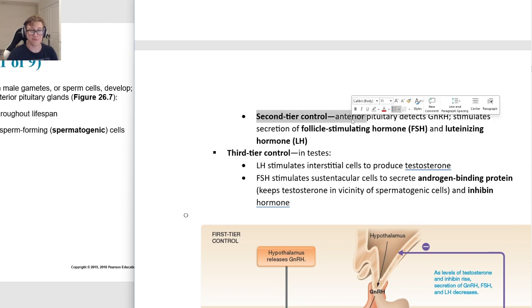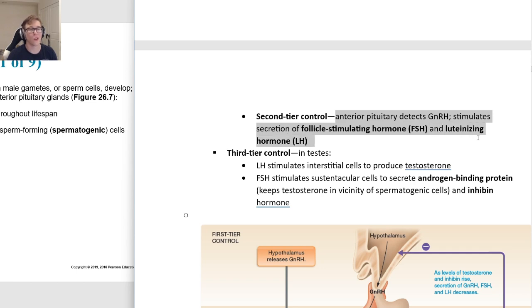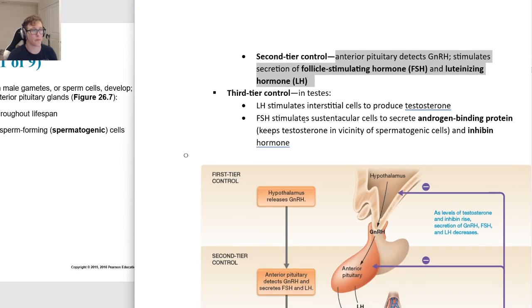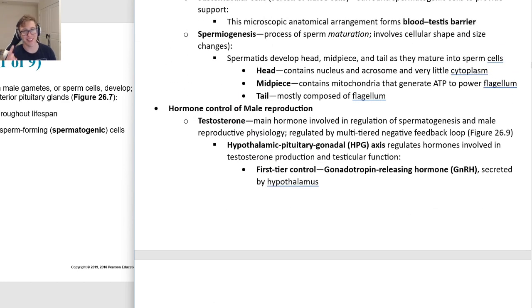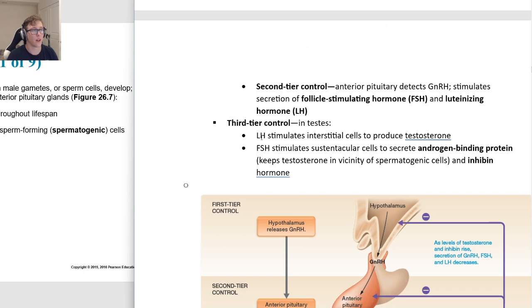We have then the next step, second tier control. The anterior pituitary gland detects that GnRH and stimulates the secretion of follicle stimulating hormone, FSH, or luteinizing hormone, LH. Third tier control in the testes. So I like to think about it like this. HPG, first tier, hypothalamus. Second tier, pituitary. Third tier, gonad. And since it's in men, it's the testis.